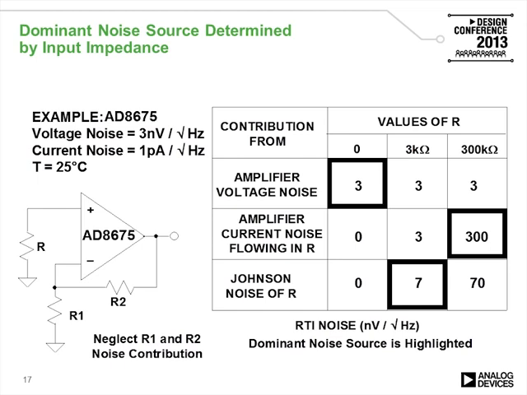If we make the source impedance value 300 k ohms, the amplifier current noise is amplified by flowing through the resistor, and it becomes 300 nanovolts per root Hz. Keep in mind that for this example, we have neglected the noise contribution from R1 and R2. If we have a large source impedance, we would like to pick an amplifier with the lowest current noise possible.